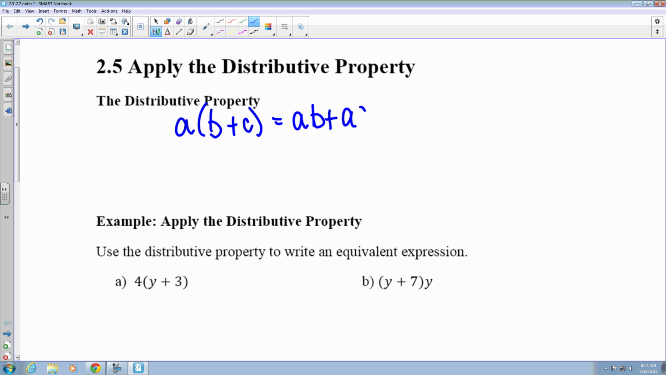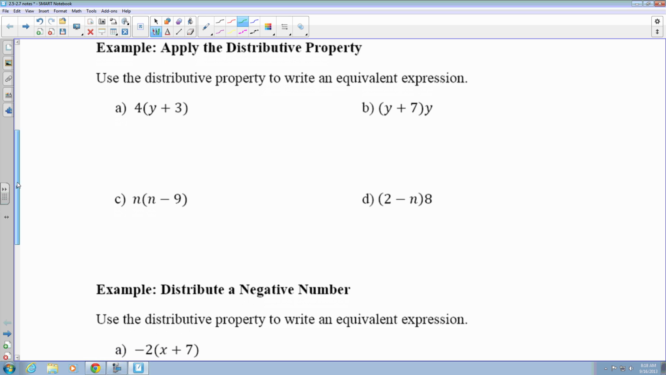This is the property, and something that I find really helpful is to remember to arc the a into both terms inside your parentheses. Same thing goes when we have subtraction, AB minus AC, and it's the same arcing motion to get that a into both terms. Okay, so now we are going to distribute on each one of these.